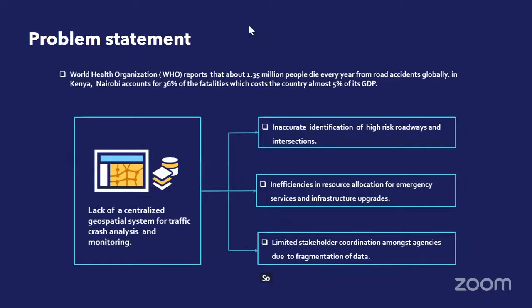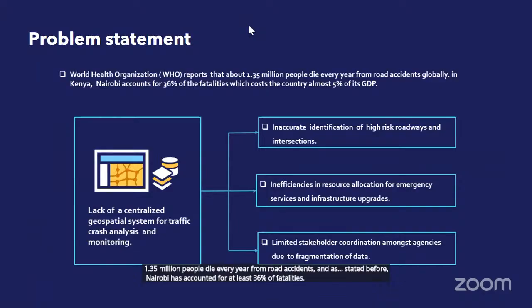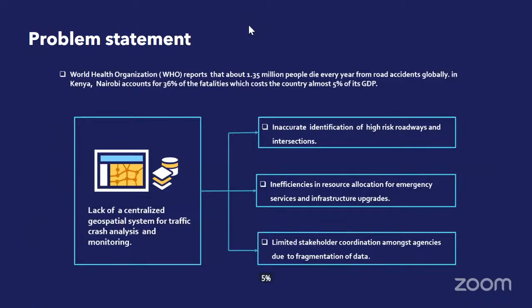So for my problem statement, the World Health Organization has reported that at least 1.35 million people die every year from road accidents. And as stated before, Nairobi has accounted for at least 36% of fatalities. And as the number of fatalities are occurring, we're using more resources, and you're finding that 5% of our GDP, which is a significant amount, is being used in the sector of addressing these issues.